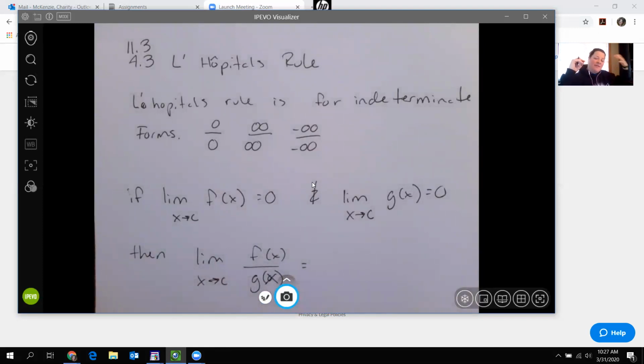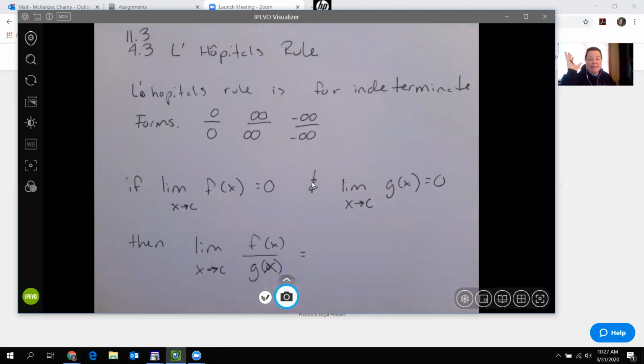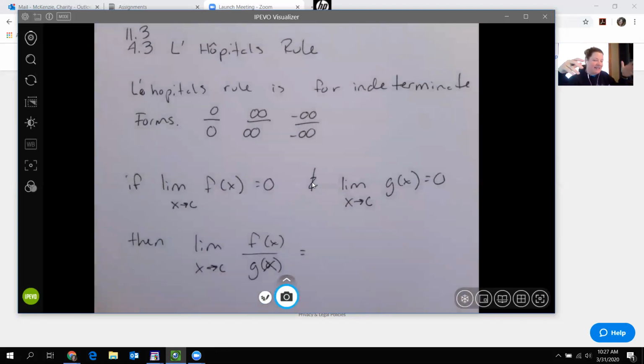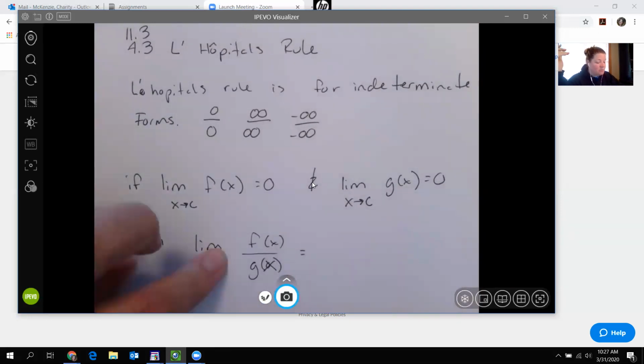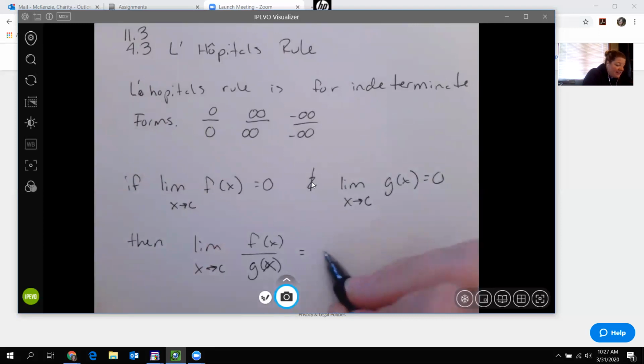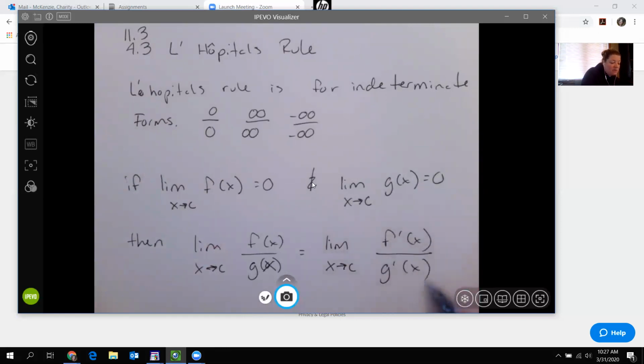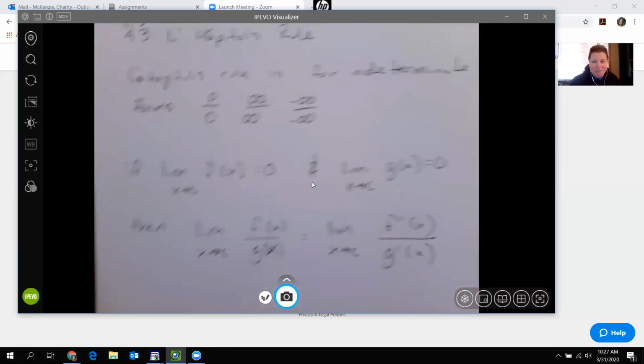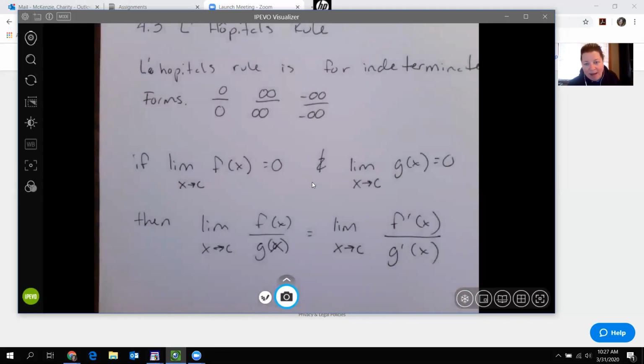Not derivatives, excuse me. The limit as both of those go to c is 0, so this would be 0 over 0. And what we can do is find this limit by taking the derivative of the top over the derivative of the bottom. So basically, we can simplify the top and bottom by doing the derivative. Let me show this in terms of an example.